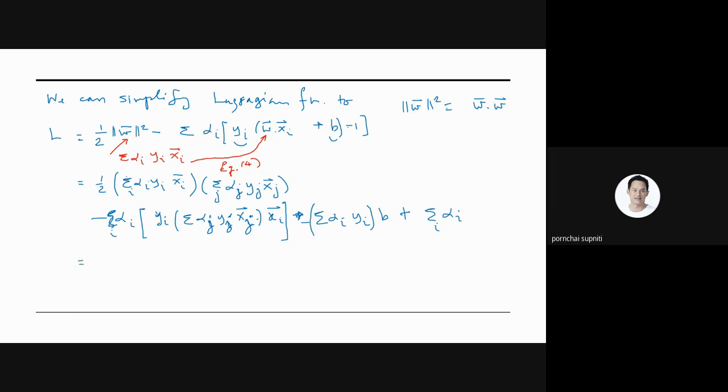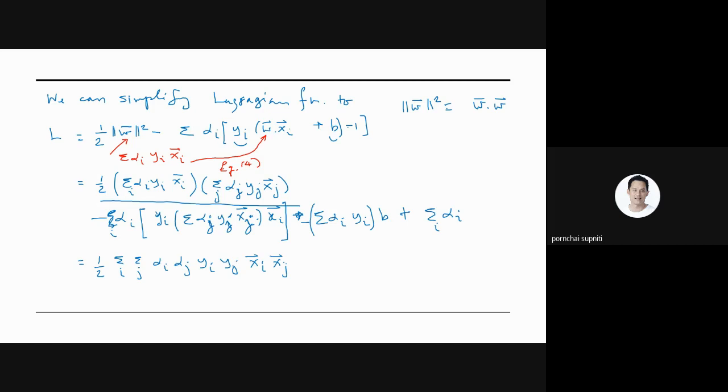So for the first term, when we multiply something like this, we can just write down 1 over 2 summation i summation j alpha i alpha j yi yj xi xj. By the way, I don't need to go into this detail, but if you look at many books or many works, they explain it in this way.